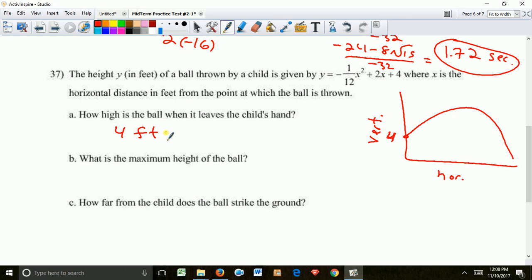Next, you want to find the maximum height of the ball. So in this case, you got to find the horizontal distance first. And you can calculate that by finding the x-coordinate of the vertex. So x is equal to negative b over 2a. In this case, it's going to be the opposite of 2 divided by 2 times negative 1/12. And if you solve for that, you get 12 feet.